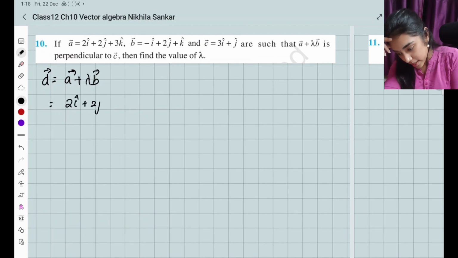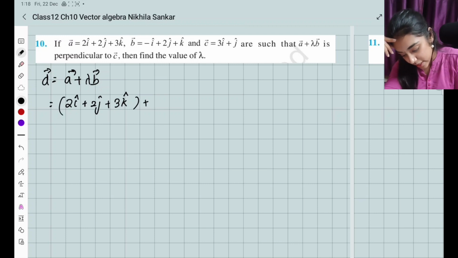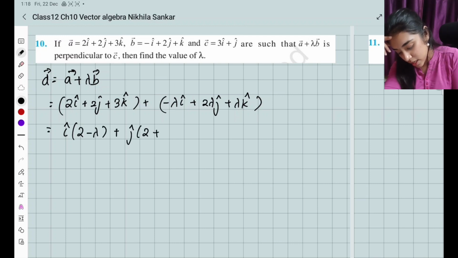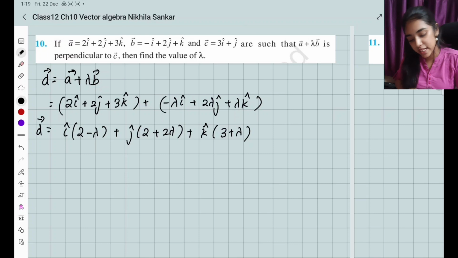2i cap plus 2j cap plus 3k cap plus lambda times b. So, direct-ஆ values எல்லாம். So, I have minus lambda times i plus 2 lambda j cap plus lambda k cap. இதை ரெண்டுத்தையும் add பண்ணா, when I combine i terms, I have 2 minus lambda, plus j-வை combine பண்ணா 2 plus 2 lambda, plus k cap 3 plus lambda. Okay, so this is going to be my D. It is also given that a plus lambda b is perpendicular to c.